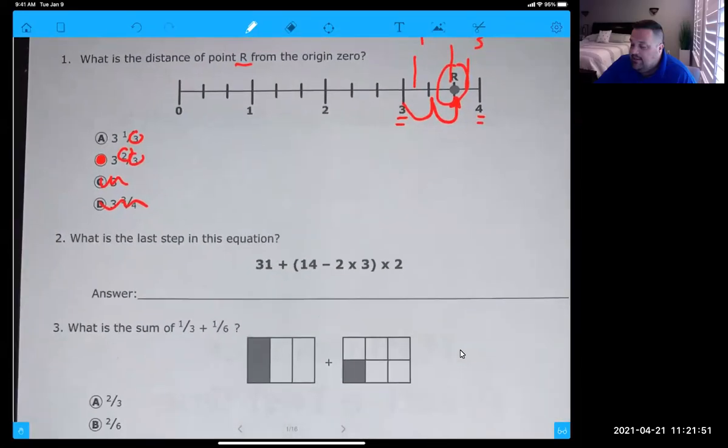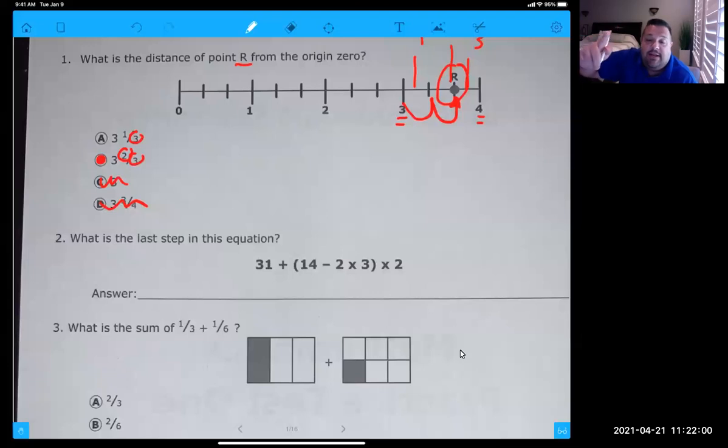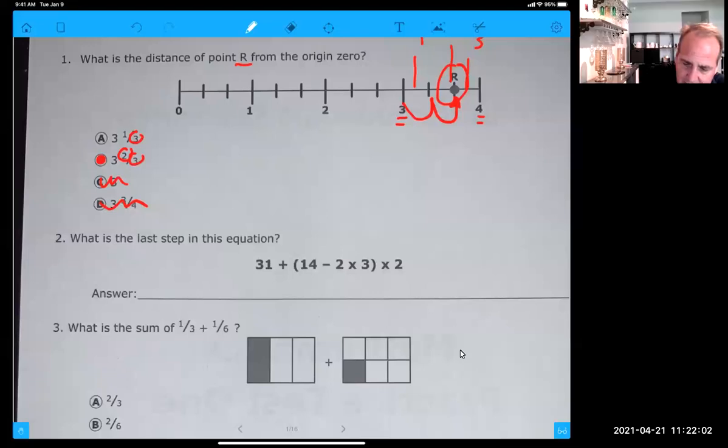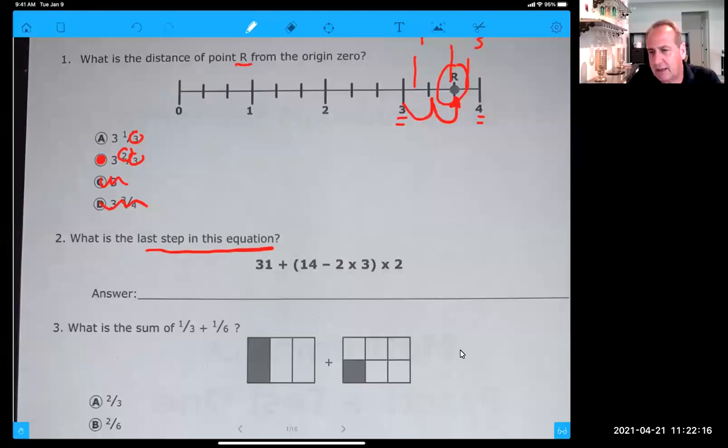All right, let's take a look at number 2. This is PEMDAS that we've been talking about. It says, what is the last step in this equation? If you're doing the homework video, pause it now. PEMDAS. Okay, so they paused and now they're back. So let's work through this. Which one of you guys can tell me what's the first thing we need to do? We need to find the last step in this equation. So right before we get the answer. So what do I have to do first? Come on, guys. What's the first step with PEMDAS?